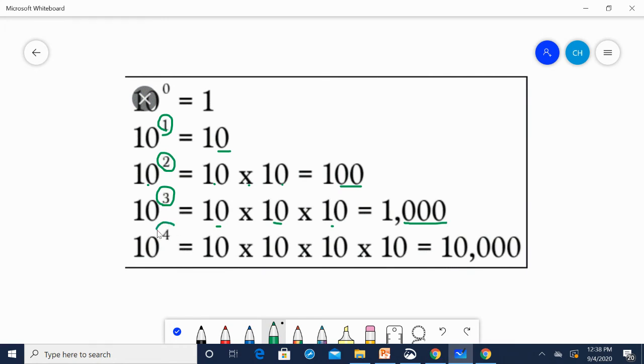Now we have 10 to the fourth, 4 in the exponent. 1, 2, 3, 4. How many zeros? Right. 4 zeros. And you see we kept that whole number right there. The one stayed the same.